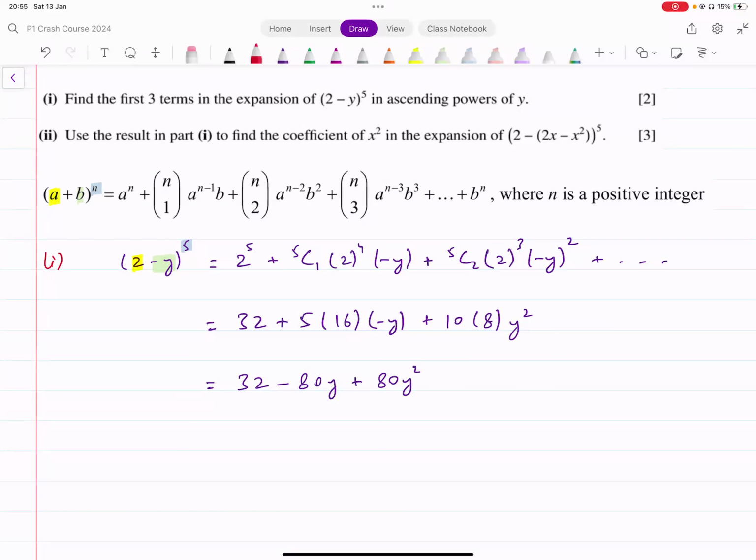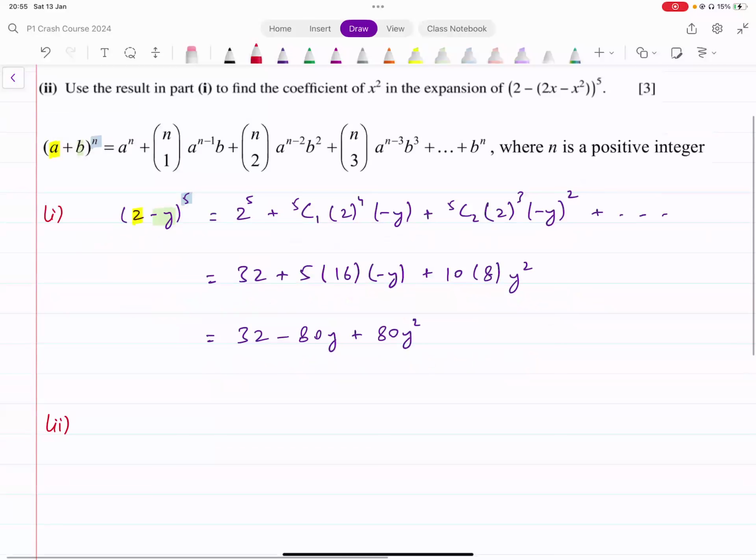Now, what does the second part say? The second part says, use the result in part 1 to find the coefficient of x squared in the expansion of this thing. Okay, so it says (2 minus 2x minus x squared) whole raised to the power 5.